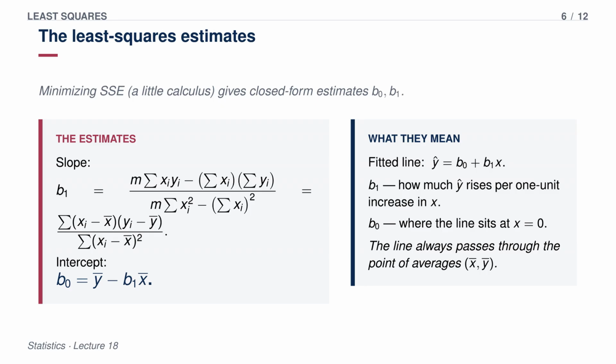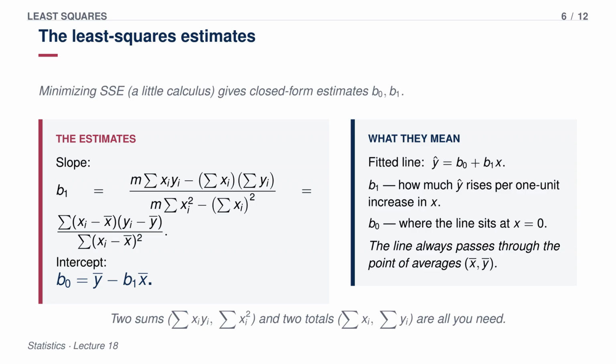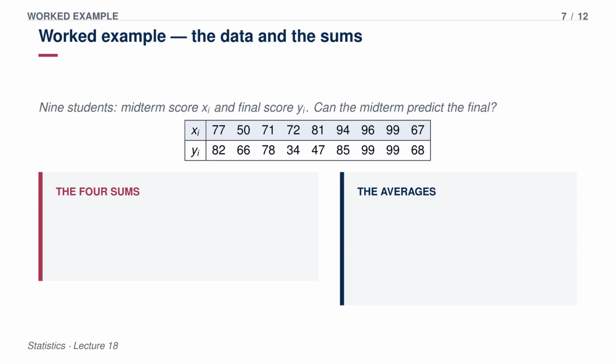And a nice fact, the line always passes through the point of averages, x bar, y bar. So in practice, you only ever need 4 numbers, 2 sums, xi times yi and xi squared, and 2 totals, the sum of the x's and the sum of the y's. Everything else is arithmetic. Let's actually do it.